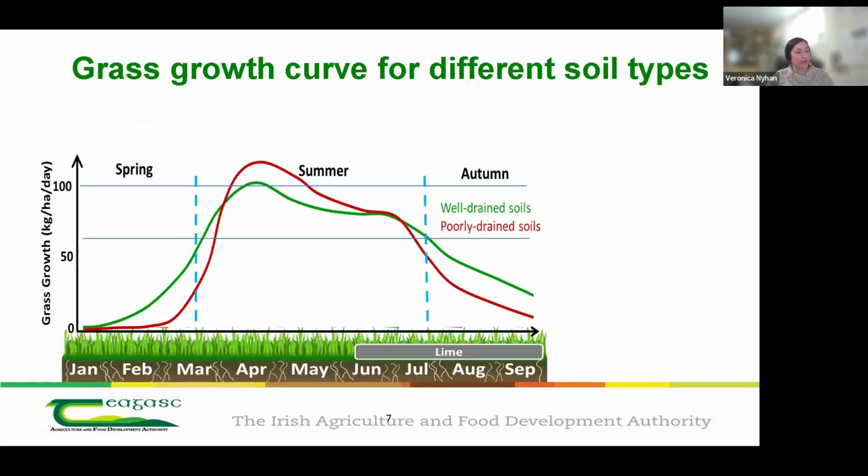This is a similar diagram that you saw Mark use earlier, and it's just showing the grass growth curve for the different soil types. So well drained obviously has a little broader shoulders on the year versus a poorly drained soil. And really, if you're putting out the slurry, those figures that I gave you are based on using it in the springtime when it's most effective. If you start moving it to the shoulders of the year, your efficacy is significantly reduced.